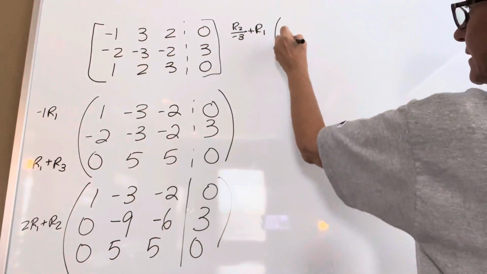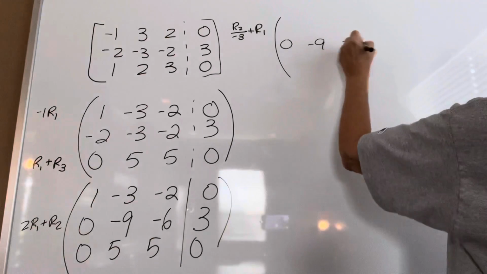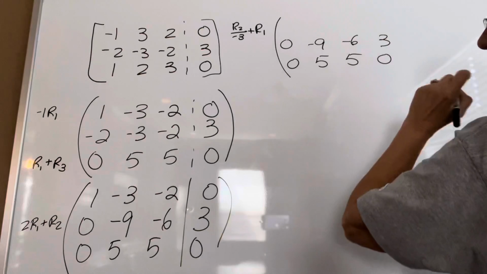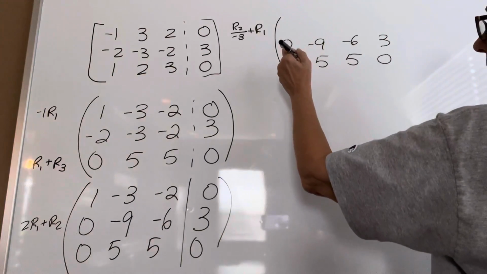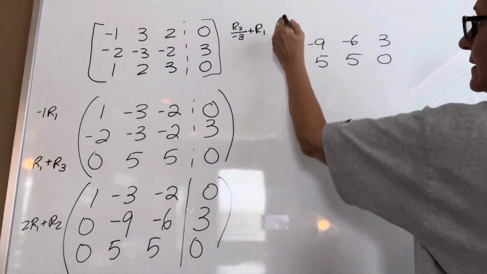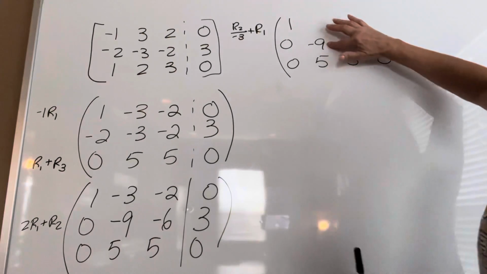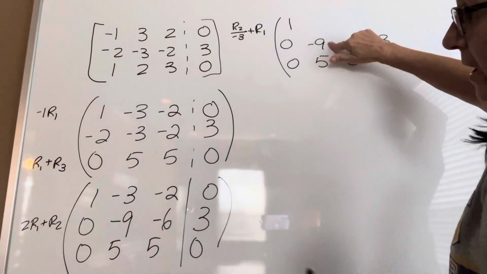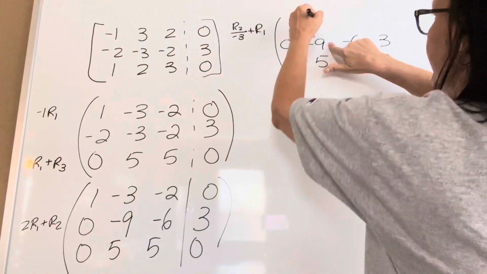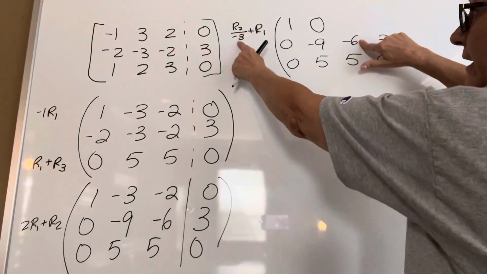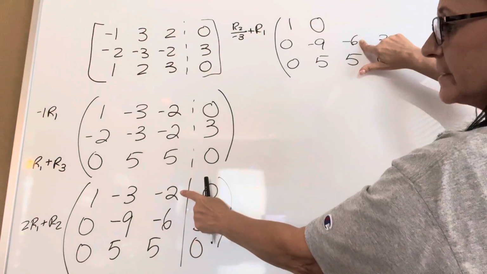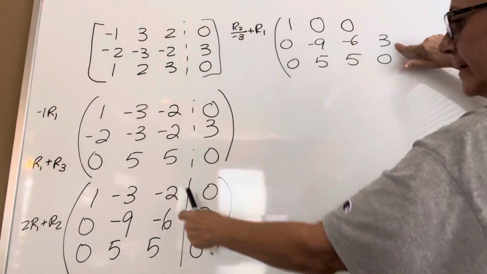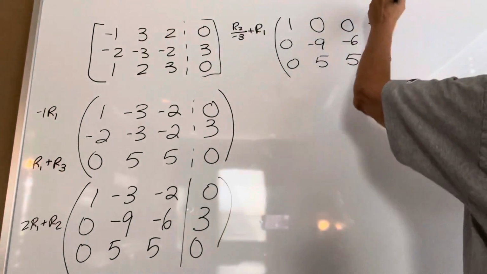Okay, I'm just going to go ahead and write the other rows down. Negative 9, negative 6, 3, 0, 5, 5, 0. And, all right, so I'm going to take row 2 divided by negative 3. Negative 3 makes a positive 3. Positive 3 and negative 3 is 0. Okay. Negative 6 divided by negative 3 makes a positive 2. Positive 2 and negative 2 make a 0. 3, that makes a negative 1. Negative 1, that's a negative 1 there. Okay.